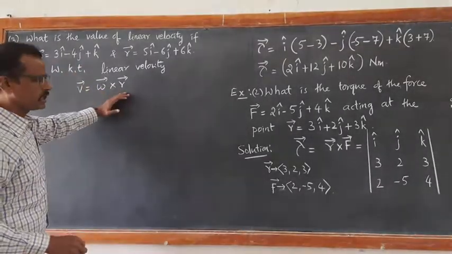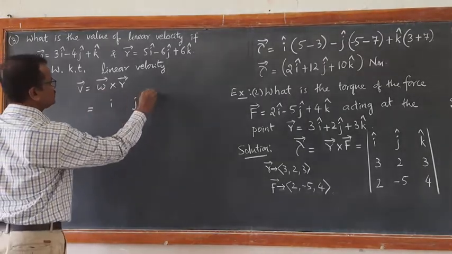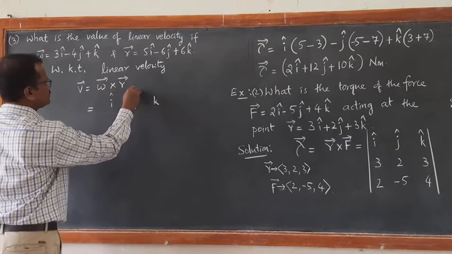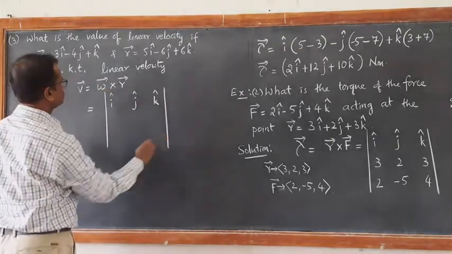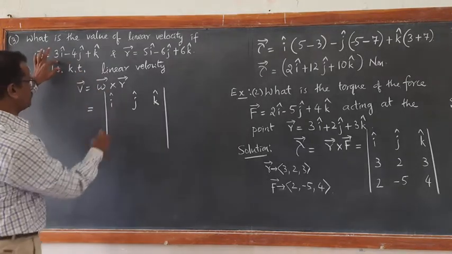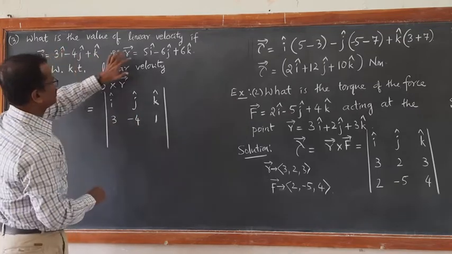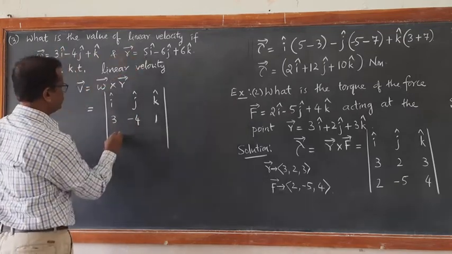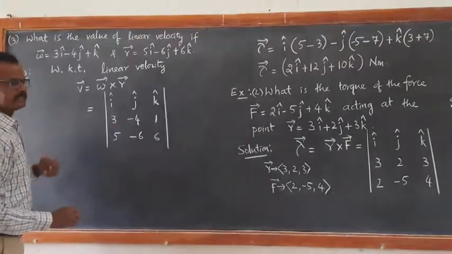Omega cross r, so that I can directly write i cap, j cap, k cap, and the determinants. What are the components of omega first? Omega has components 3, minus 4, 1. And what are the components of r? 5, minus 6, 6. Now I can very easily solve this.